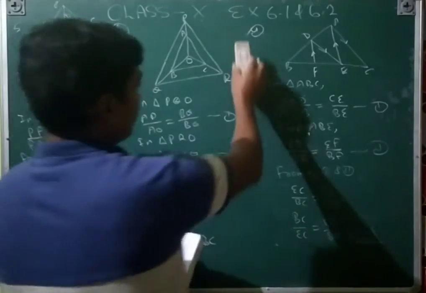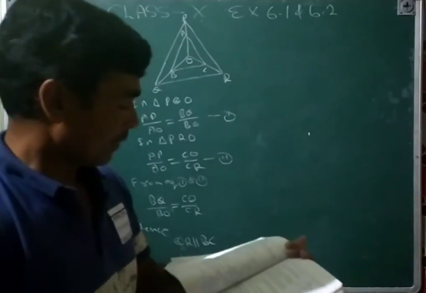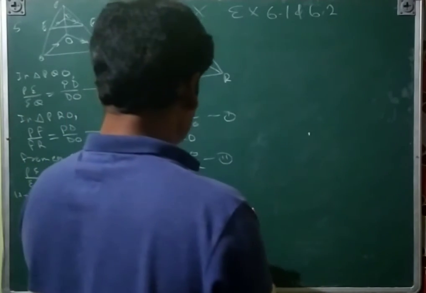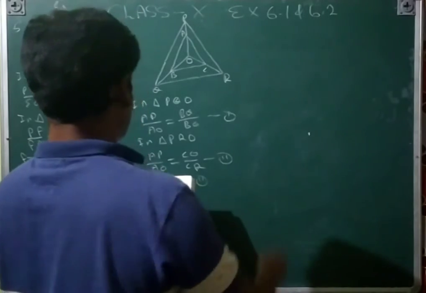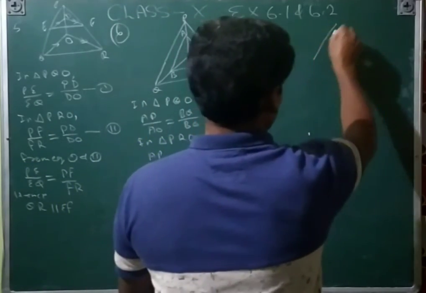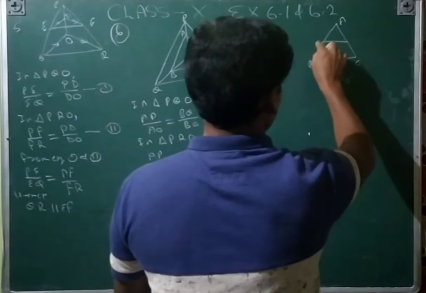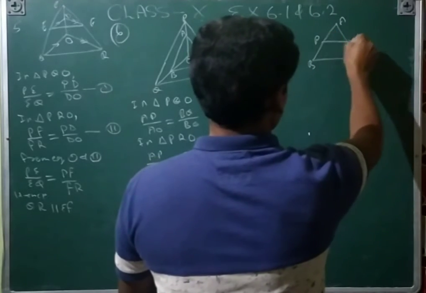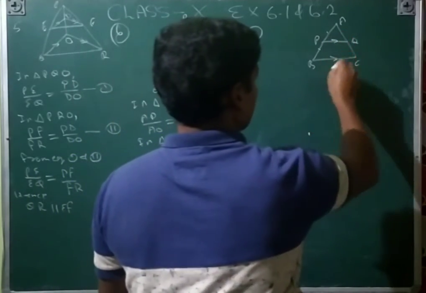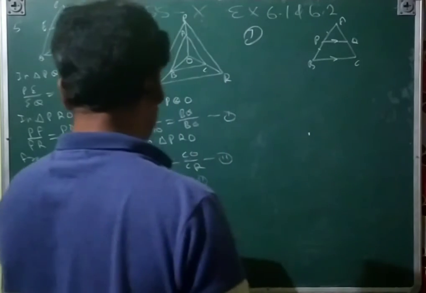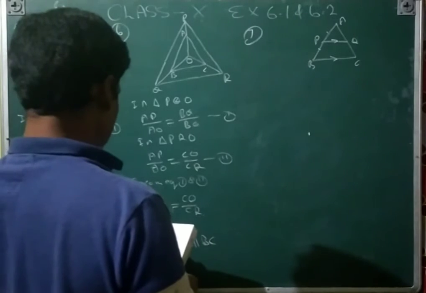Seventh question and eighth question, both depend on each other. So seventh question is: using theorem 6.1, prove that the line drawn through the midpoint of one side of a triangle, this is the triangle ABC, and then this is P, suppose, PQ, this is the midpoint. It means both are equal, and parallel also is given there. So third side, midpoint on the side of a triangle parallel to another, bisects the third side.